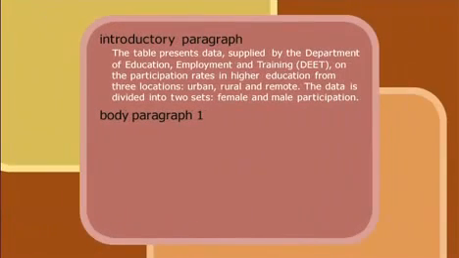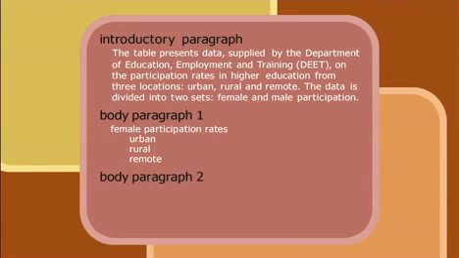So our first body paragraph will be about data for female participants. Here's the structure of body paragraph one. It shows female participation rates in each of the three locations. Body paragraph two will describe male participation rates for each of the three areas.